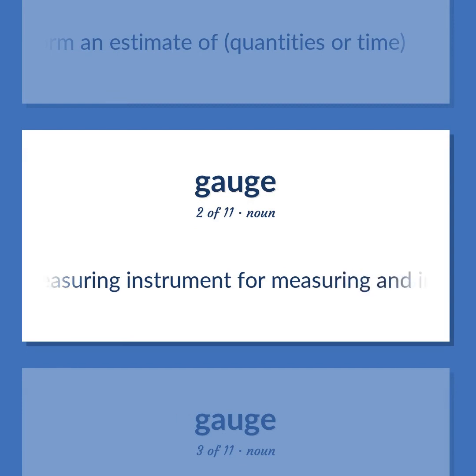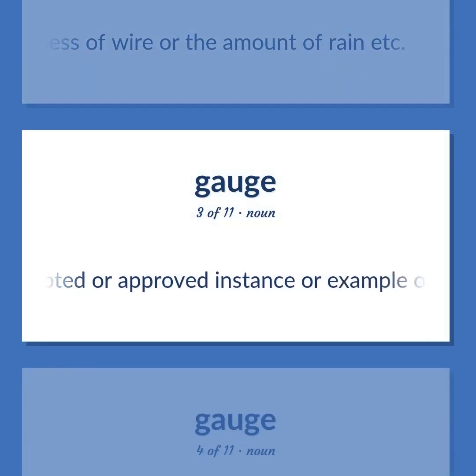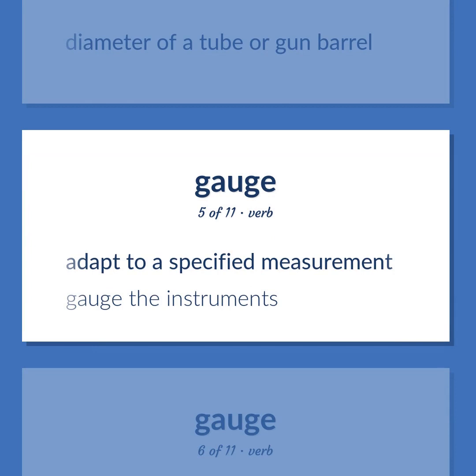A measuring instrument for measuring and indicating a quantity such as the thickness of wire or the amount of rain, etc. Accepted or approved instance or example of a quantity or quality against which others are judged or measured or compared. Diameter of a tube or gun barrel. Adapt to a specified measurement. Gauge the instruments.